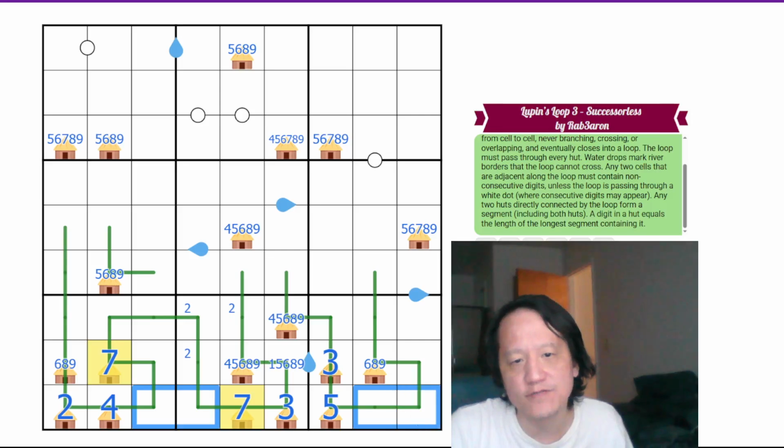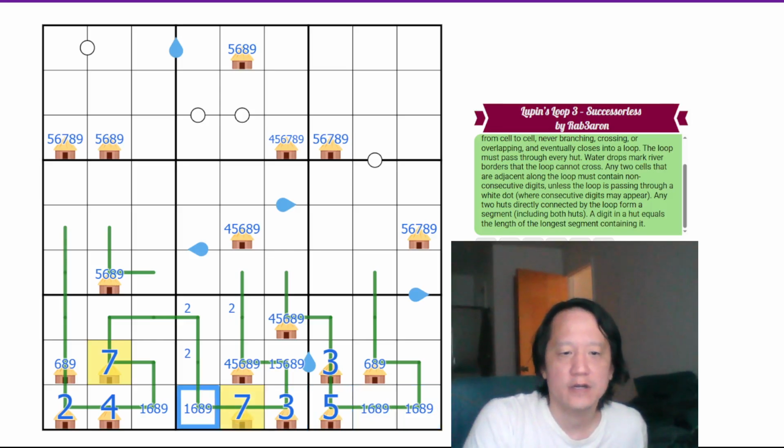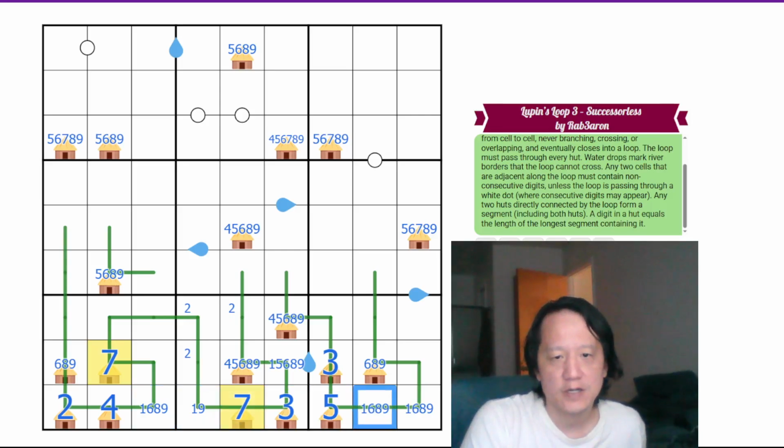Remaining digits of row 9. We have 1, 6, 8, 9. Okay. No 6 or 8 here. That's consecutive with 7, so this is 1 or 9. No 6 here, because that's consecutive with 5.